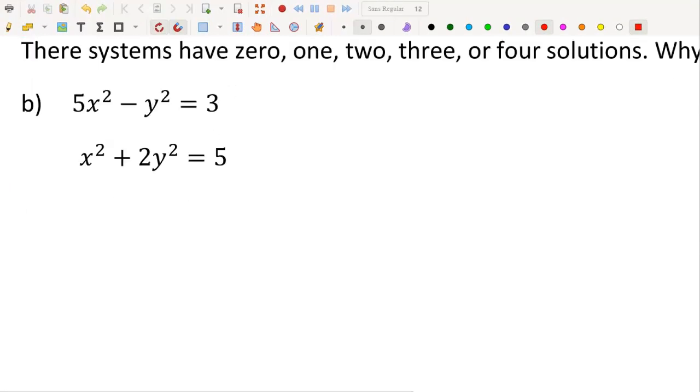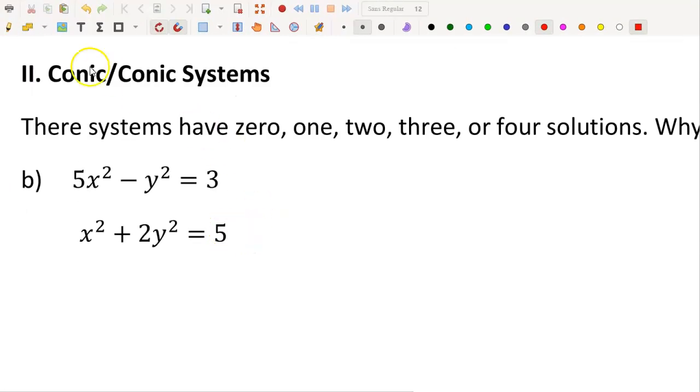All right, so conics have a little bit more going on. As you can see, we have 0 solutions, 1 solution, 2 solutions, 3 solutions, 4 solutions possible. All right? So the more complex the graphs, the more ways they can intersect.